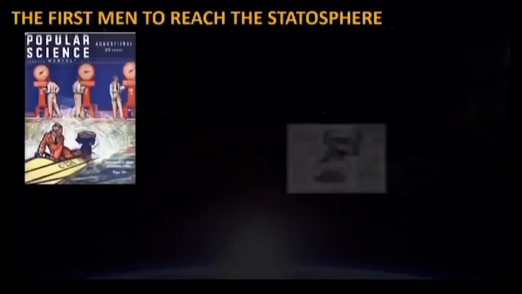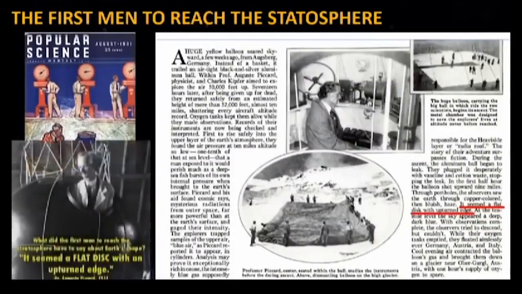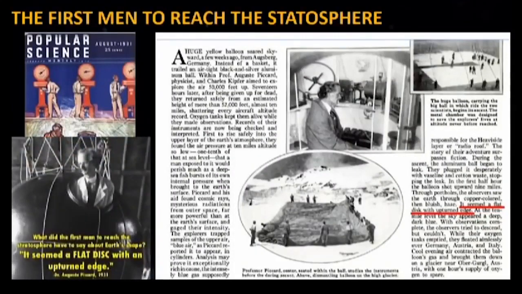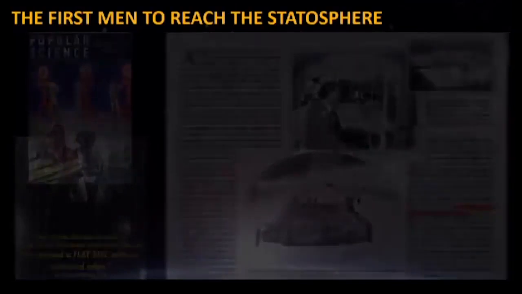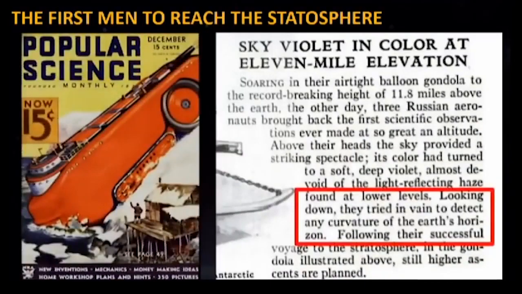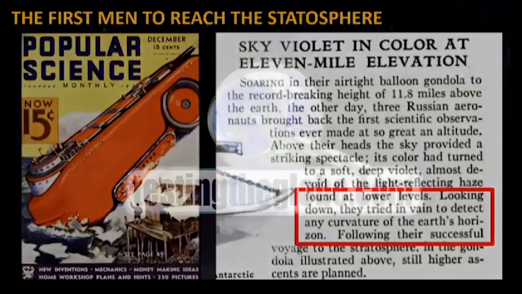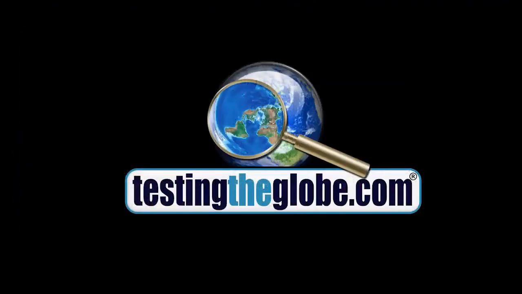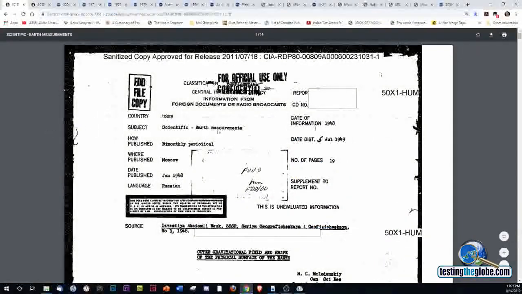Okay, so in the 1930s, we had both Auguste Piccard and the Russians sending up high-altitude balloons, and they're looking out, and they're not able to detect curvature. So we go forward about a decade to the 1940s, 1948. This is an official CIA declassified document from the Russians.